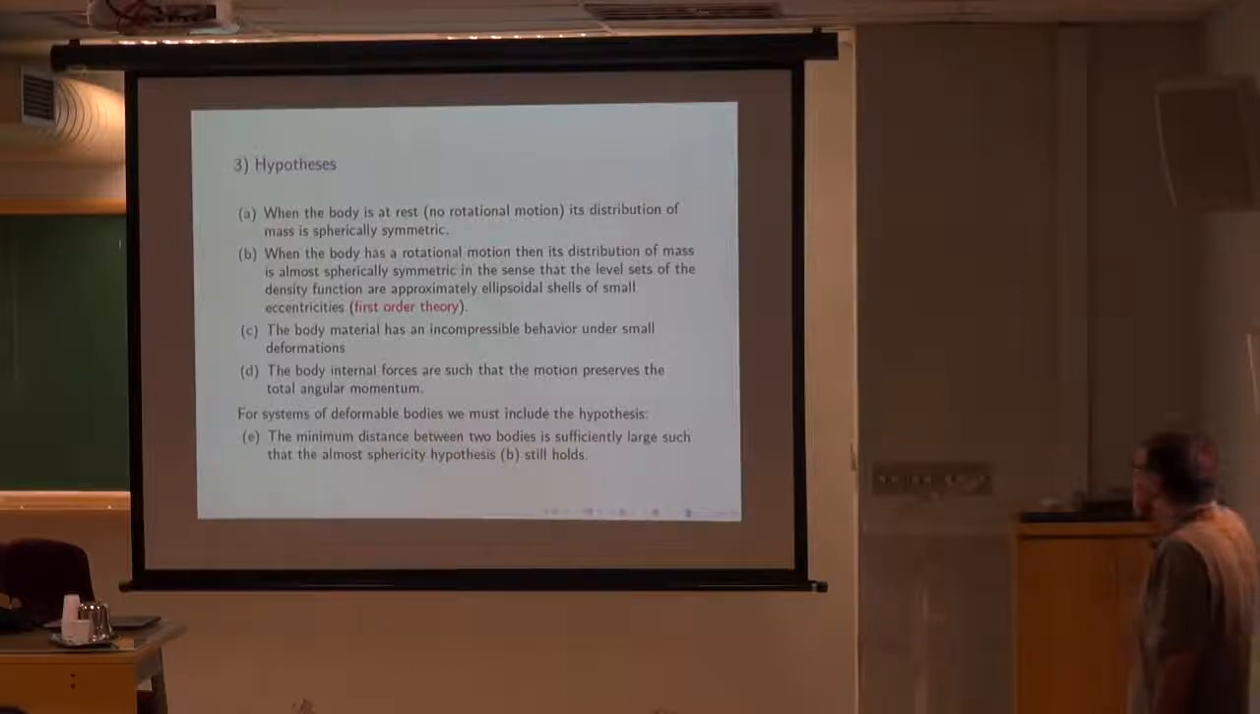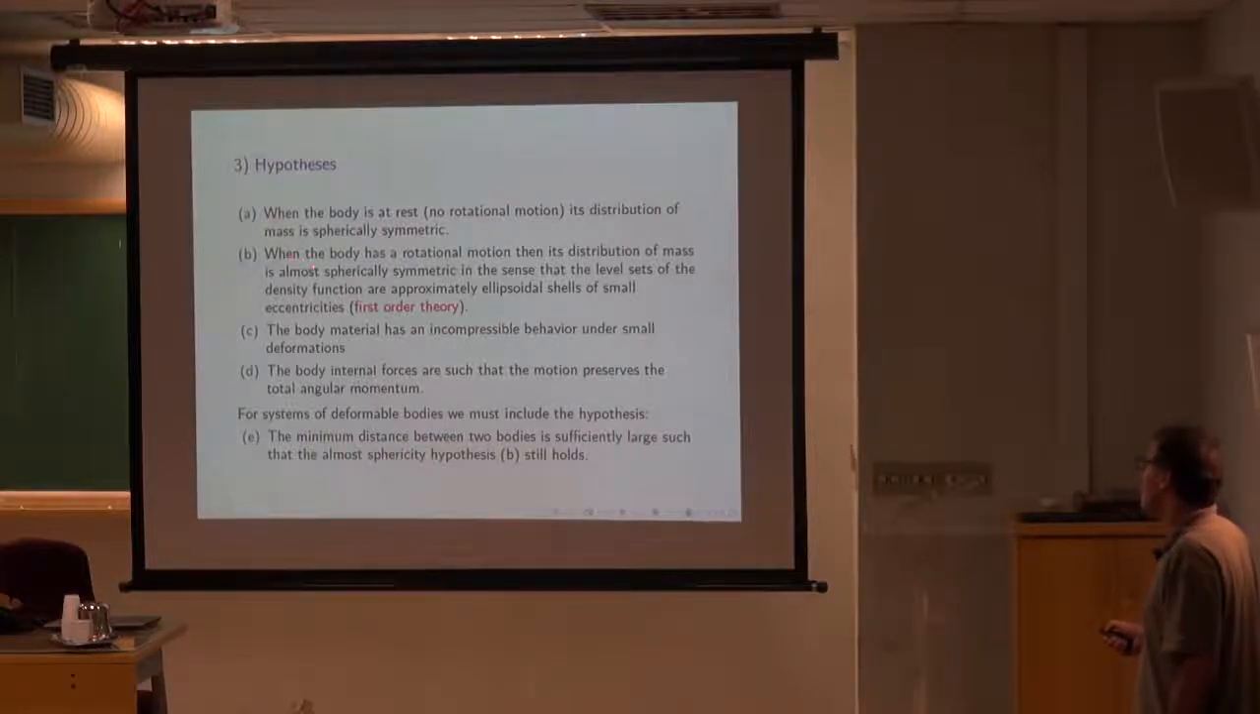So, and then we built our model based on the following hypotheses. Well, the body at rest, with no rotational motion, has a nice, spherically symmetric distribution. Notice, and this is important, spherically symmetric means the following. The internal density of the body and its rheological properties can vary with the radius, but it's spherically symmetric. So you have the same density, for instance, in each internal spherical shell of the body.